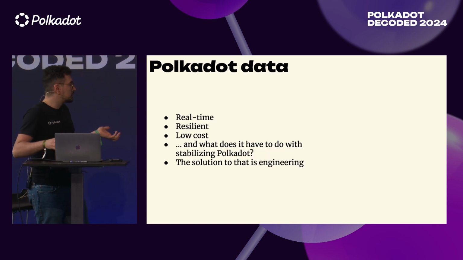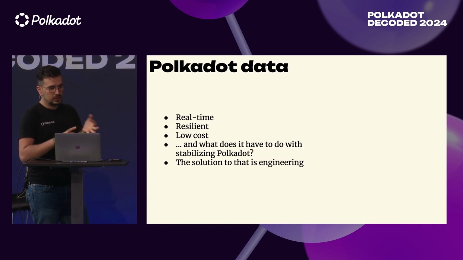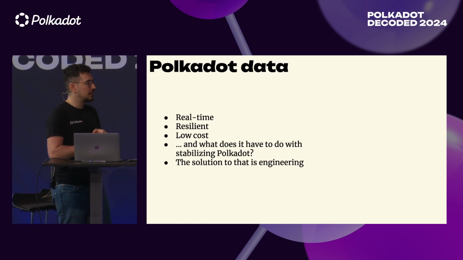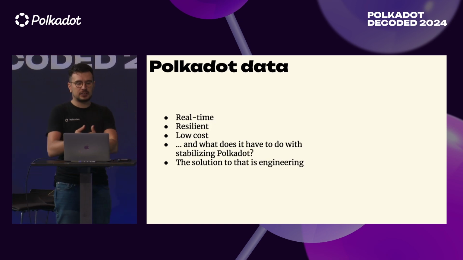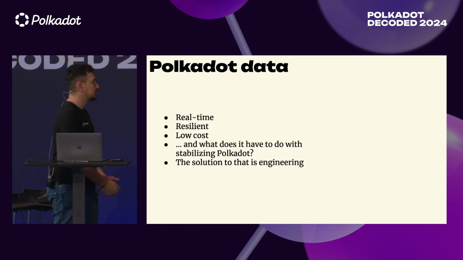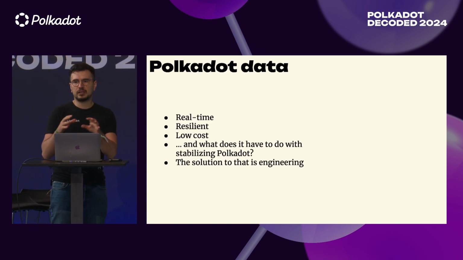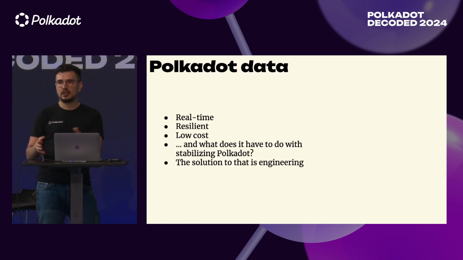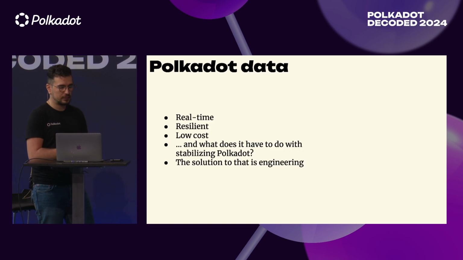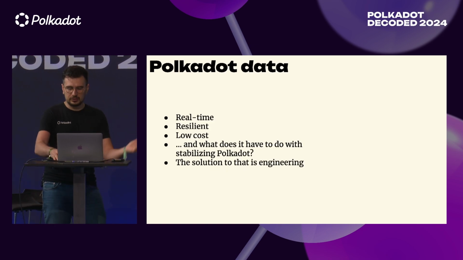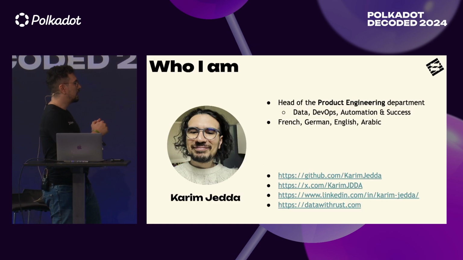We would need a system that is real-time, resilient, low cost, and that understands the relationship between having access to that data and stabilizing Polkadot. Essentially, if we understand what is going on in the blockchain, we can tell the difference between what is going right and what is going wrong, what is not supposed to happen. And the solution to that is essentially data engineering, which I will explain in a little bit.